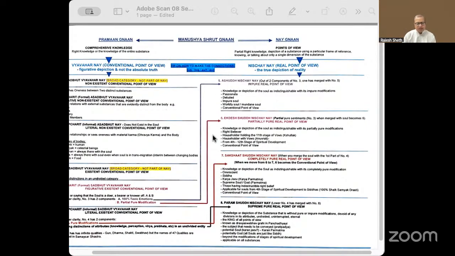This point of view establishes oneness of the substance with its attributes. Hence, it is nischay. And it talks about the soul from the point of view of eternally pure param parinamic bhav. That is why it is param shuddh. And this is just one standpoint. That is why it is nai. This justifies the name param shuddh nischay nai.